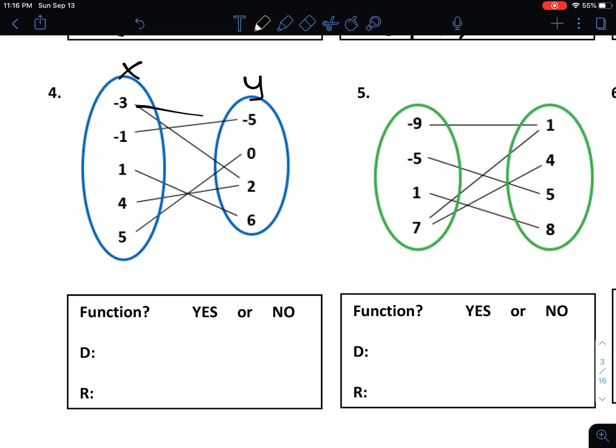You don't exactly have -3 going to two different numbers. It's only going to 2. And -1 goes to -5 and so on. So yes, we would say that this is a function.